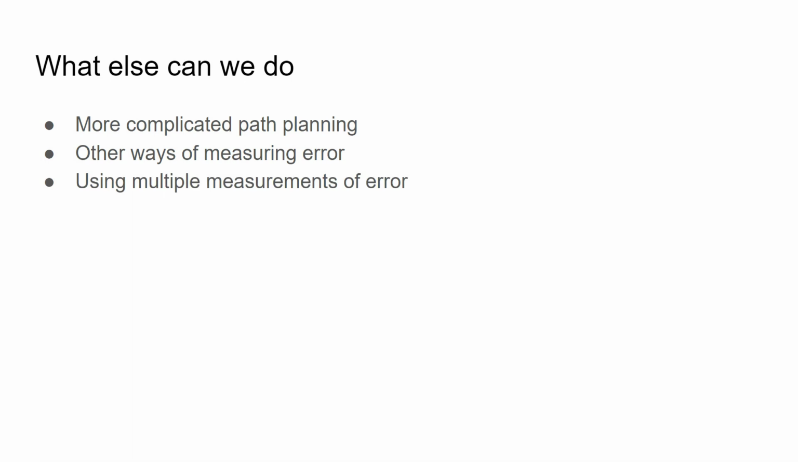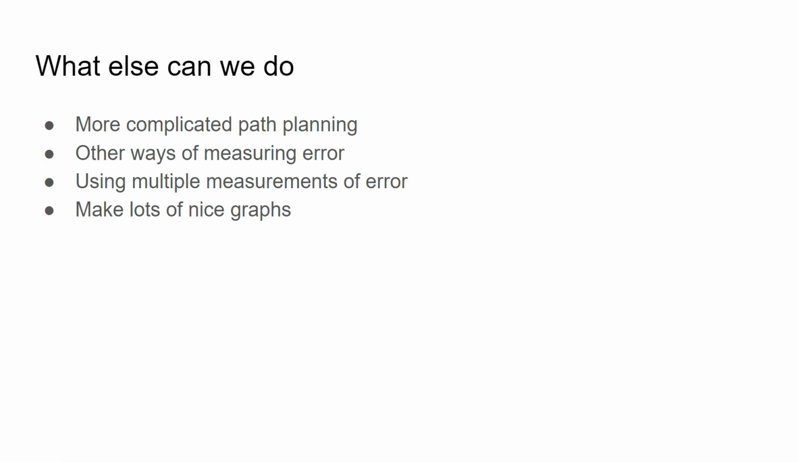You also can use multiple measurements of error at once. This is not something that I've explored personally, but you can combine these different measurements. Like if you had a gyroscope on your robot and you had a vision sensor and you had encoders, perhaps you could put all these things together to get the most accurate possible reading of where your robot is on the field.